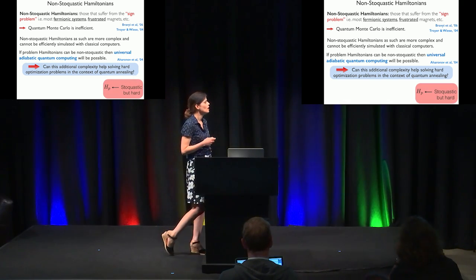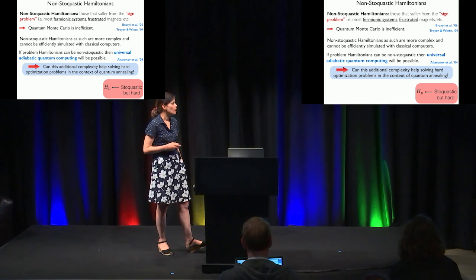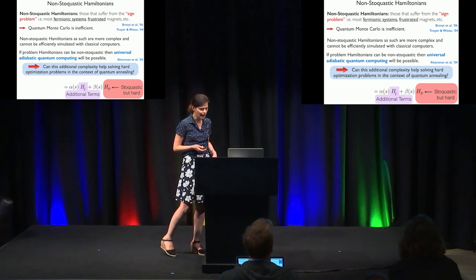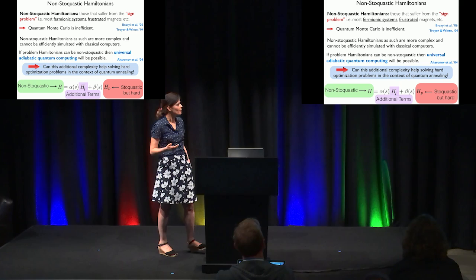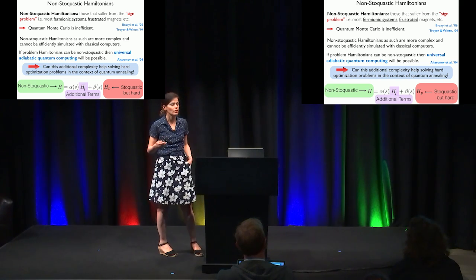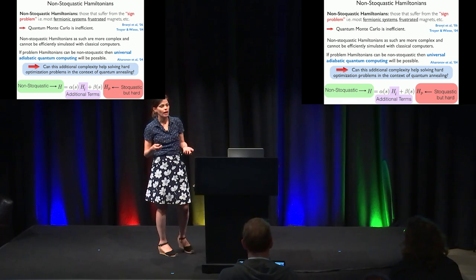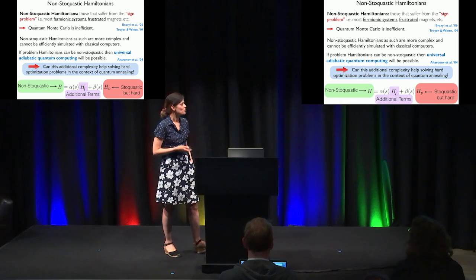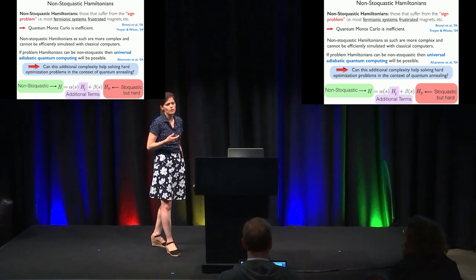The question we try to answer is whether this additional complexity can help us solve hard optimization problems in the context of quantum annealing. By that I mean, if we start with a problem Hamiltonian which is stochastic but still hard, and we add additional terms to our annealing Hamiltonian such that the total Hamiltonian becomes non-stochastic, does the addition of these terms help us solve the hard stochastic problem Hamiltonian? That's the statement of the problem. This is a numerical work.